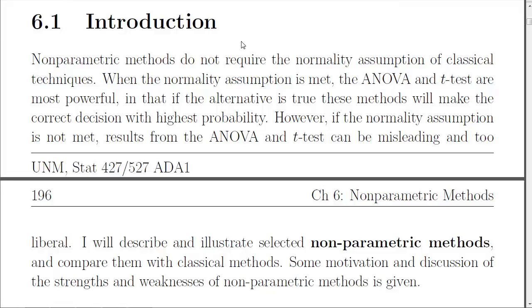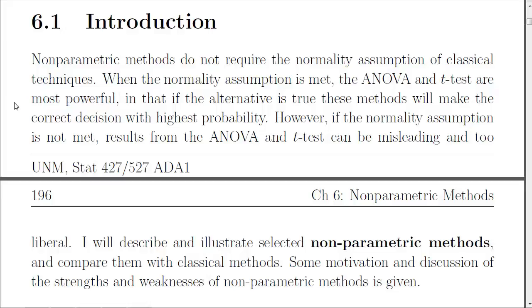So nonparametric methods do not require the normality assumption of classical techniques. So when those normality assumptions are met for the ANOVA or t-tests, then those are the most powerful, meaning that when the alternative is true, we're most likely to reject the null hypothesis in favor of the alternative, thereby making that correct decision in the interesting case when the alternative is true. That's what it means to be most powerful.